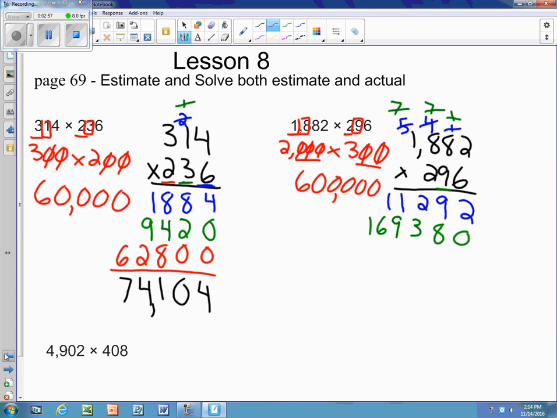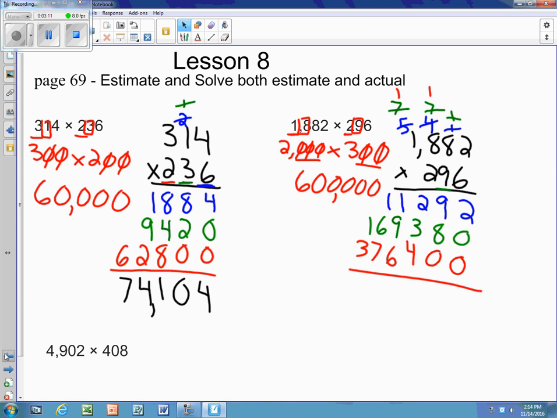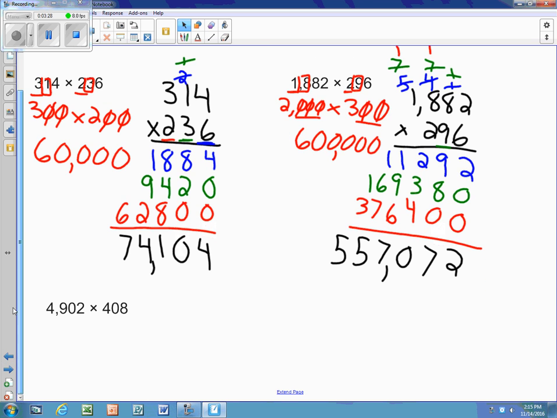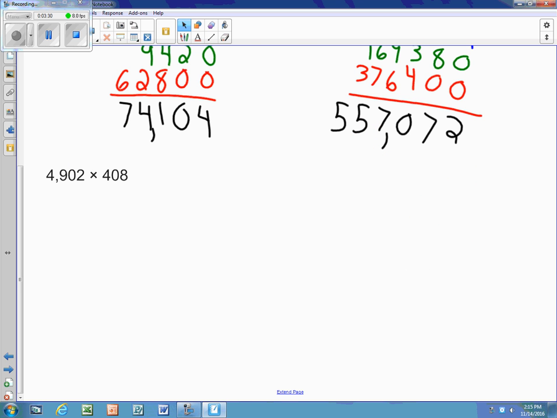And we move on to the last digit in the hundreds place. Since we're in the hundreds place, we need 2 zeros. So we put that down just like that. And now we're going to add that all together. And we have our actual answer of 557,072, which is close to 600,000. We'll do one more example.